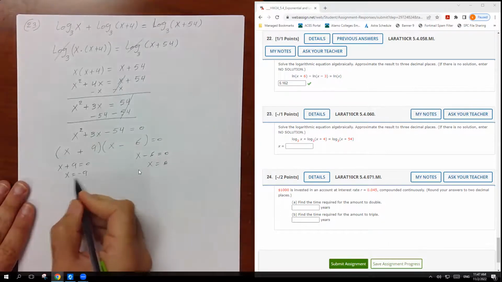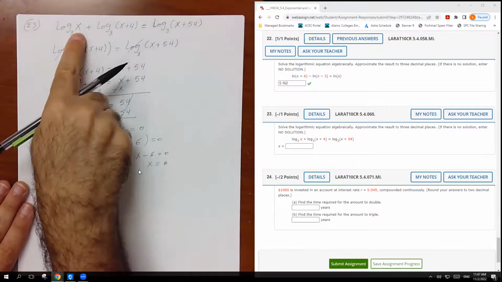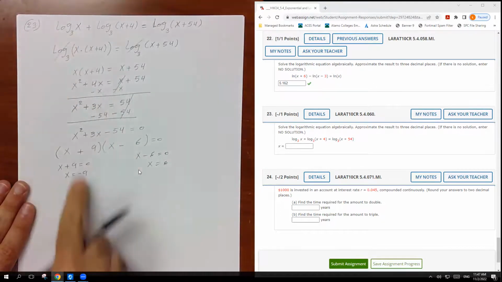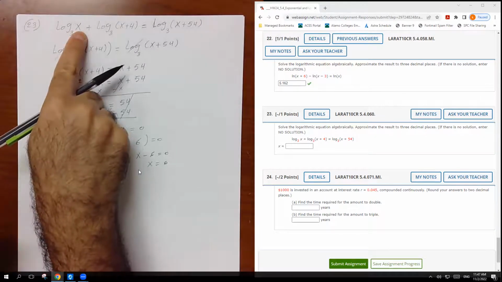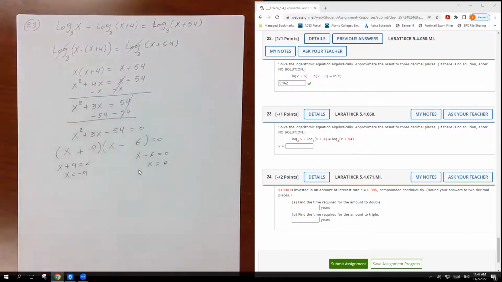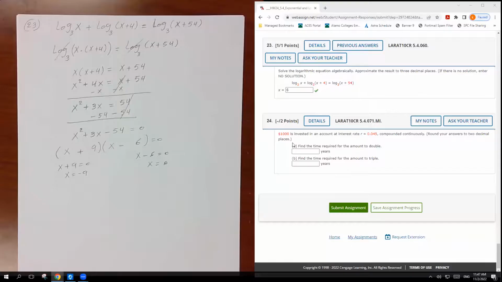I can't choose 9 because if I plug in negative 9 here, log to the base 3 of negative 9 is going to be undefined, because our domain is from 0 to infinity. So our solution is going to be just 6. There we go, we got it right. Last question, 24.